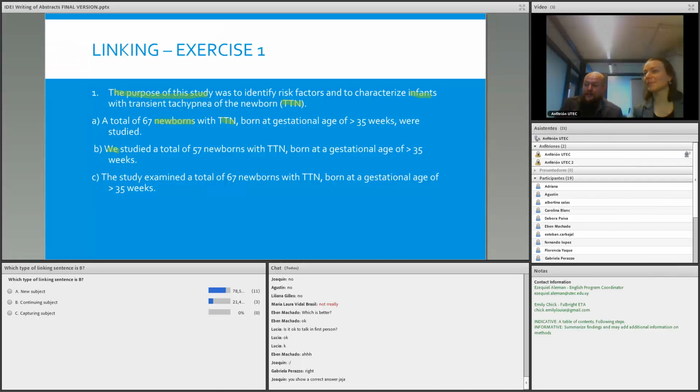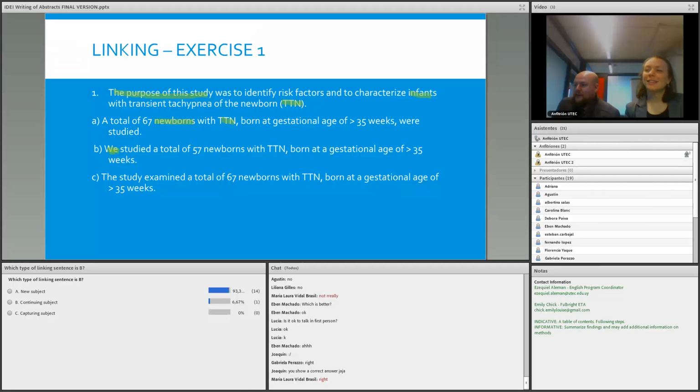So remember, the subject was the purpose of this study. And here the subject is we. So what's going on here? Some people changing their mind, thinking it over. Well, the answer is this is a new subject, completely new subject, because we're talking about the study, and now you're talking about you, about we, and how you studied the newborns with TTN and what you did with them. So in this case, we is the correct answer. The new subject.